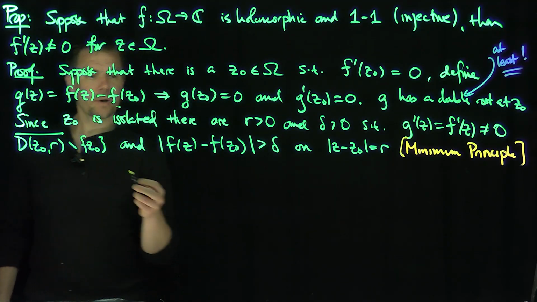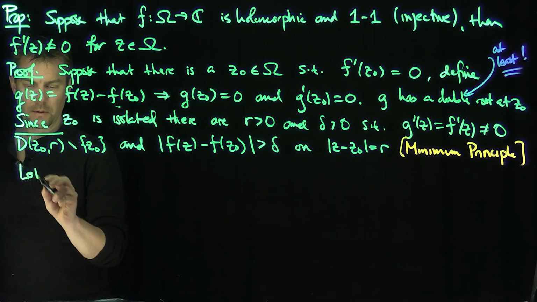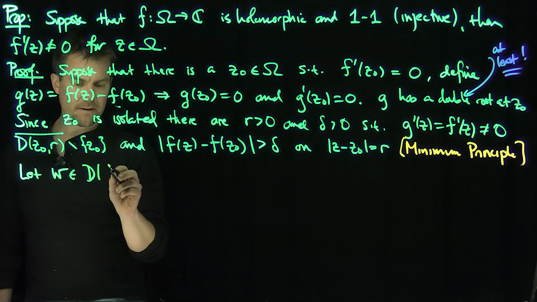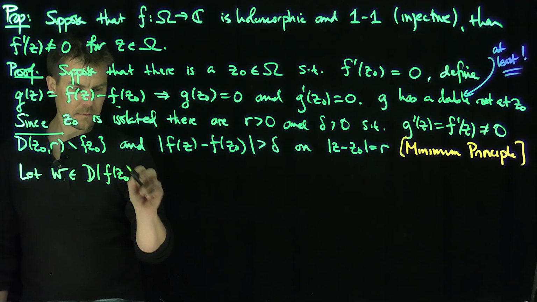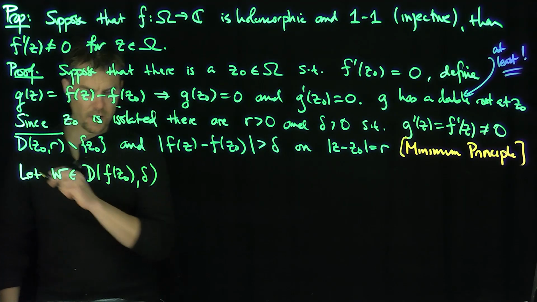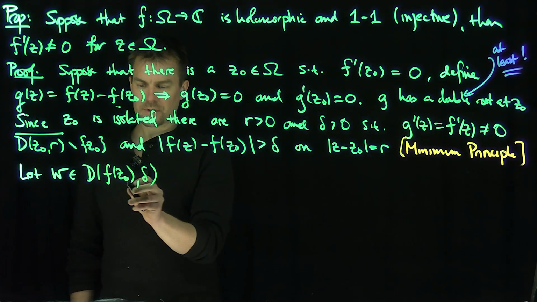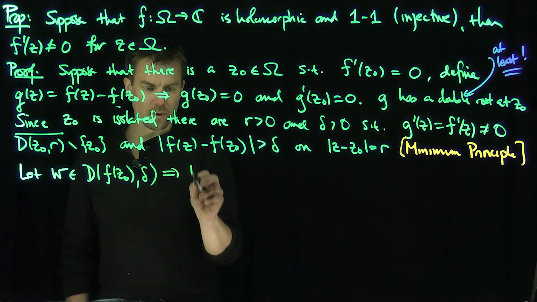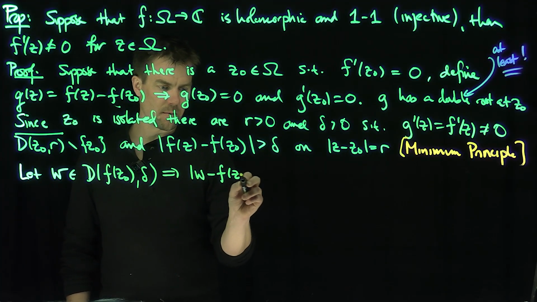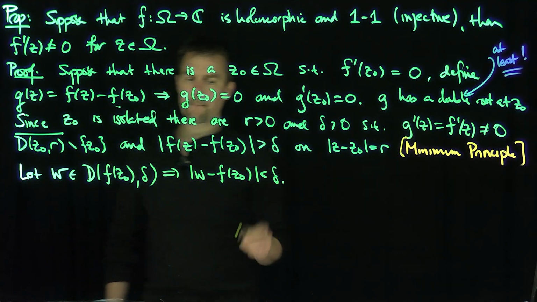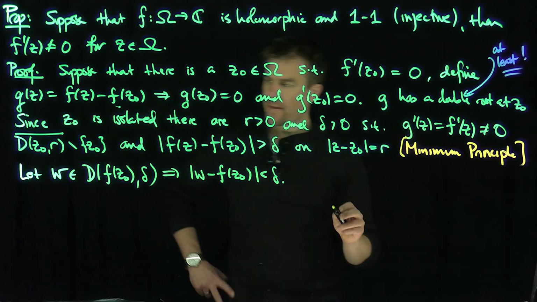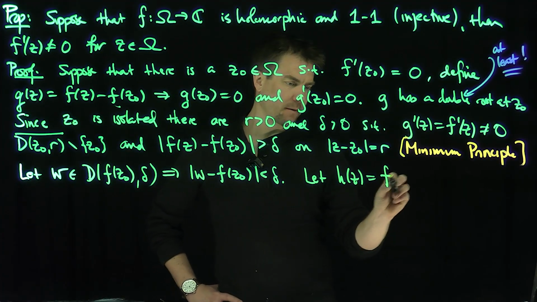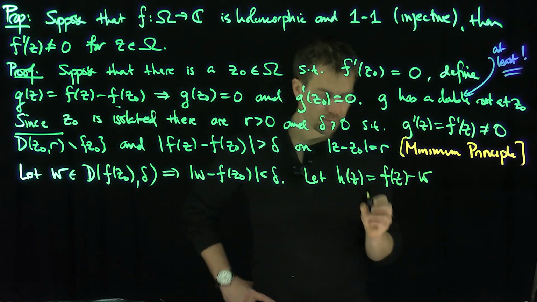So now I'm going to pick w. Let w be a point in the disk centered at f of z0 of radius delta, okay? In other words, this says that w is sufficiently close to f of z0, right? And this implies, of course, that modulus of w minus f of z0 is less than delta. Good. And then let h be f of z minus w.